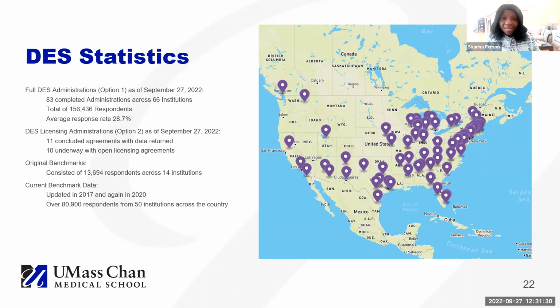Now, the reason why it doesn't have the full number that I just reported who have taken the DES is that, as a rule, if an institution has taken the DES more than once, we only use their most recent administration in our benchmark, because we don't want one institution to unduly bias the benchmark data set.